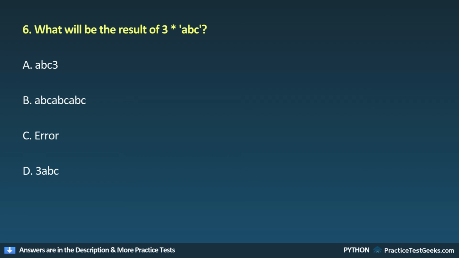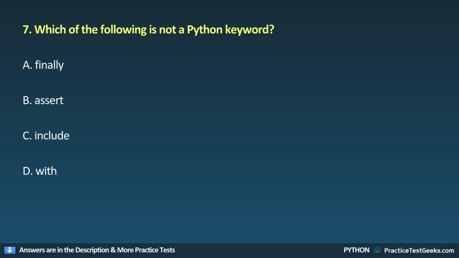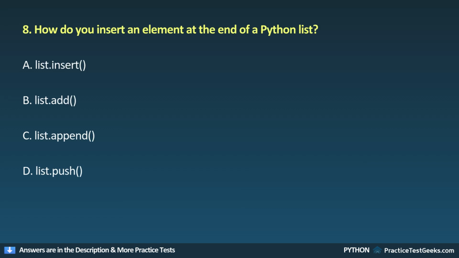What will be the result of 3 * 'abc'? A. 3. B. abcabcabc. C. Error. D. 3abc. 7. Which of the following is not a Python keyword? A. finally. B. assert. C. include. D. with. 8. How do you insert an element at the end of a Python list?